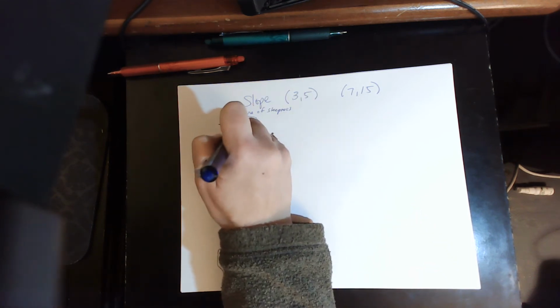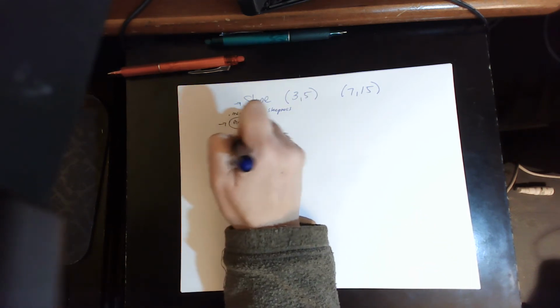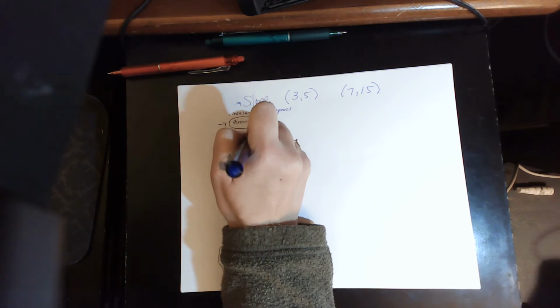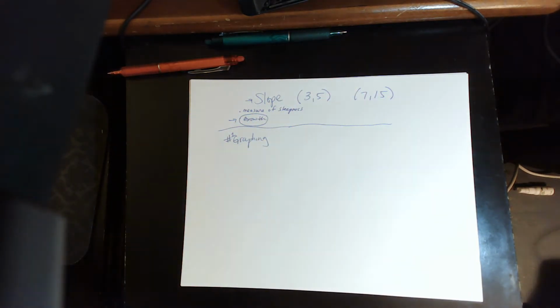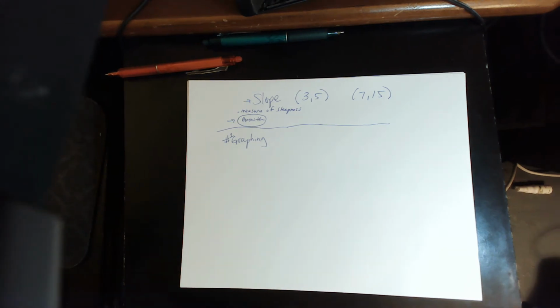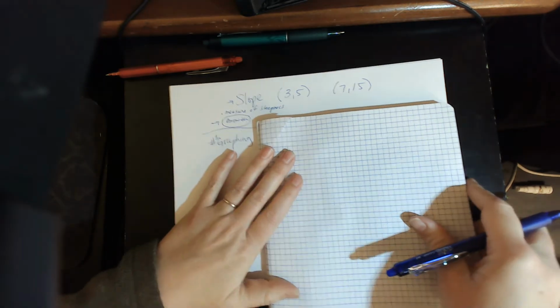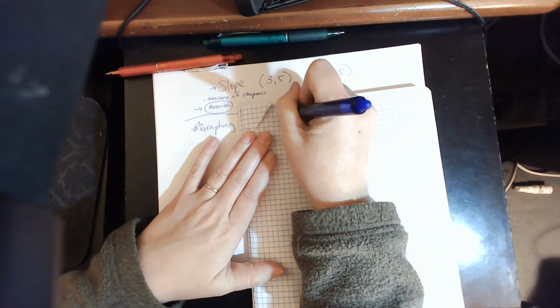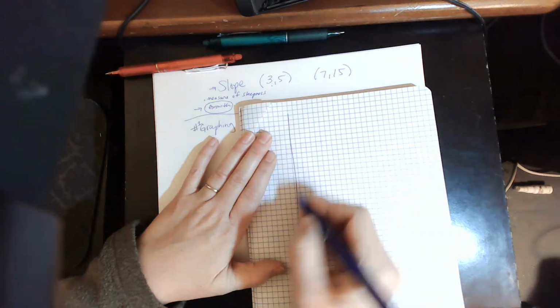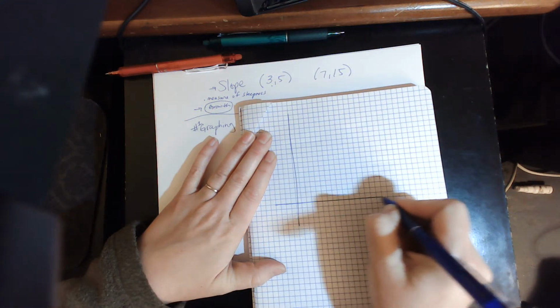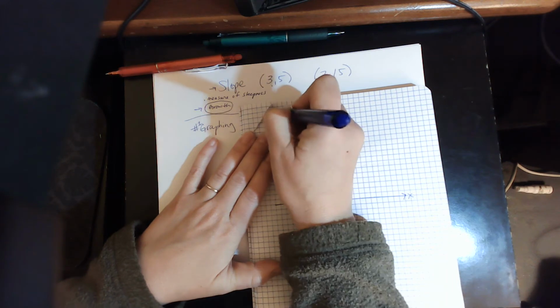And method number one is graphing. And this is similar to what we've been doing in class. So we're going to graph it. And here's how we're going to do that. I'm going to get my graph paper. I'm going to set up an XY axis and plot the points (3, 5) and (7, 15). And I know those are in quadrant 1, so I'm only drawing a quadrant 1 graph.